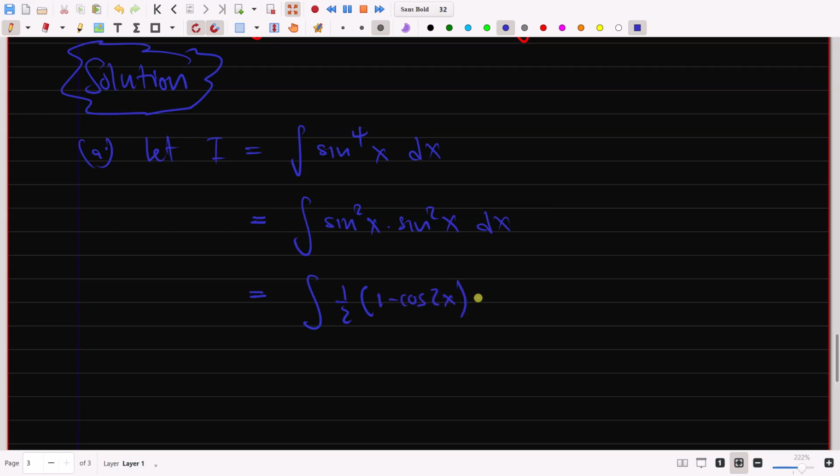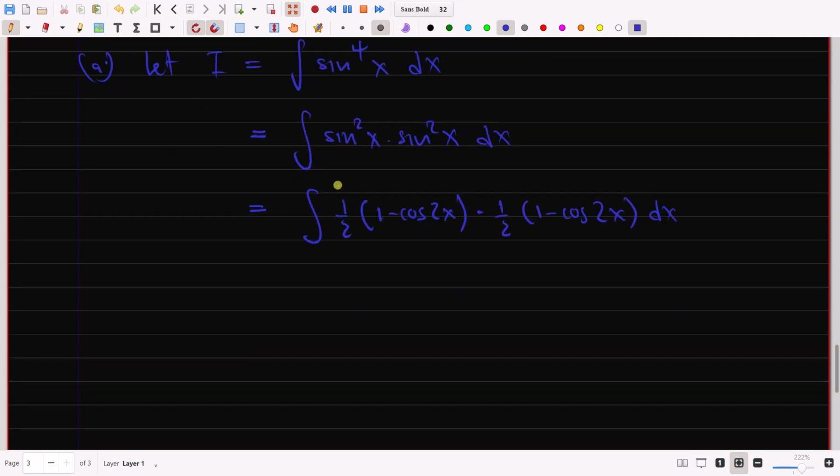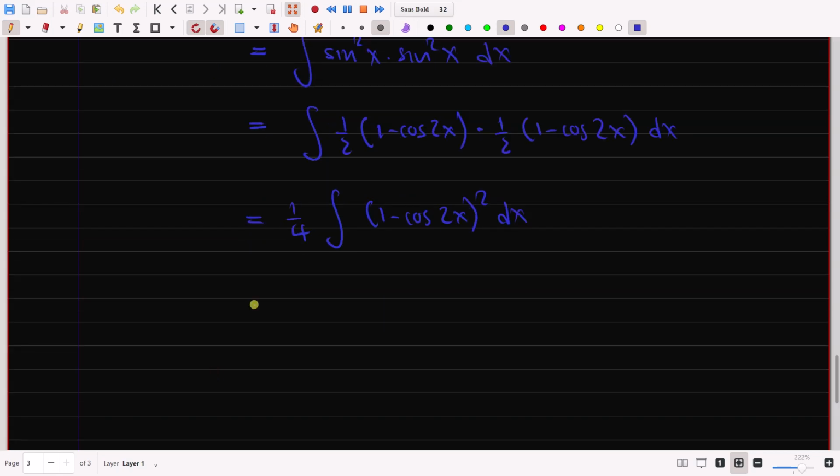Then these two halves are multiplying, so they multiply and give a quarter. We can pull them out of the integral and you remain with a quarter. Then I will have these two similar brackets, which will give me (1 minus cos 2x) all squared dx. But now I can expand that bracket easily. What will I get? A quarter is still sitting outside. So now I expand. When I expand, I get 1 minus 2 cos 2x plus cos squared 2x, then dx.